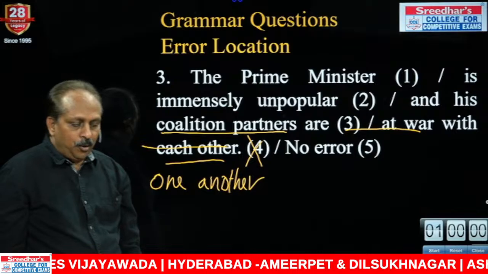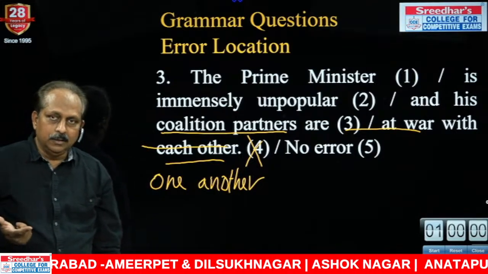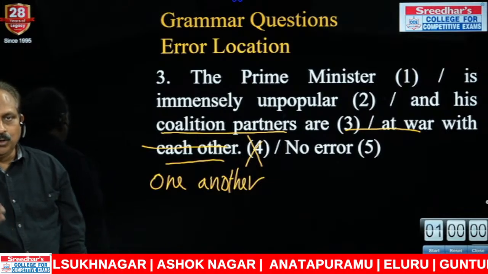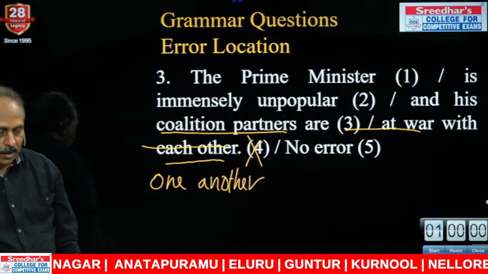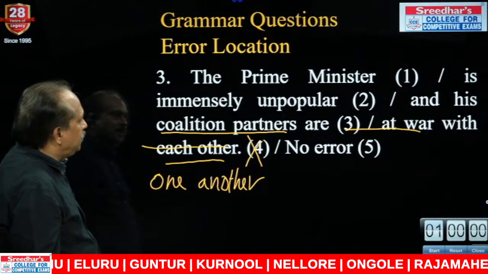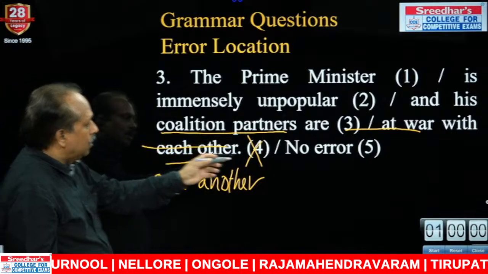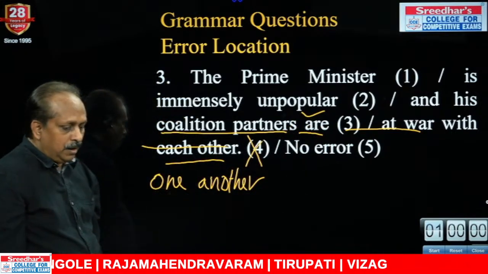What are the reciprocal pronouns? Two reciprocal pronouns, each other, one another. What is the difference? We use each other when we talk about two persons or two things. More than two, we have to use one another. Based on that, nothing wrong with the Prime Minister is immensely unpopular and his coalition partners are. Nothing wrong. At war with one another.